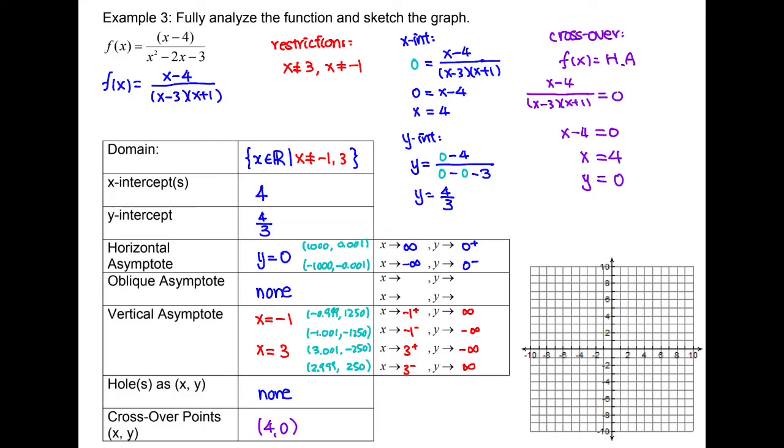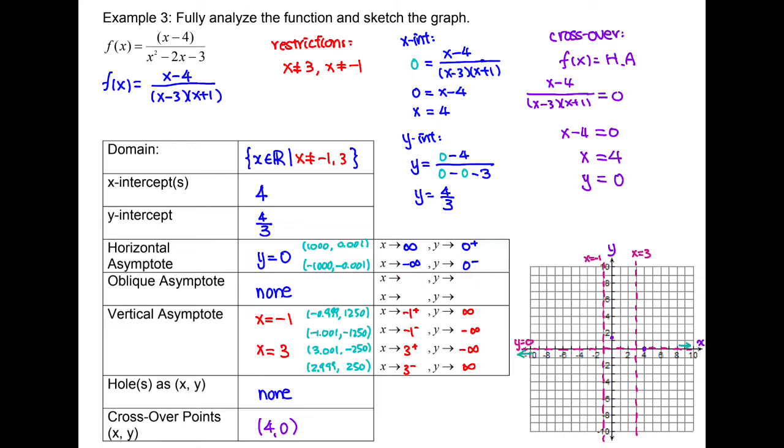Finally, let's use the information that we have to generate the curve. So first, let's put the x-intercept and y-intercept on. Next, let's put the horizontal asymptote y equals 0 on, and the two vertical asymptotes. After we have the asymptotes on, then we put the end behaviors on. For the horizontal asymptote, on the right it is above the 0, and on the left it is below the 0.